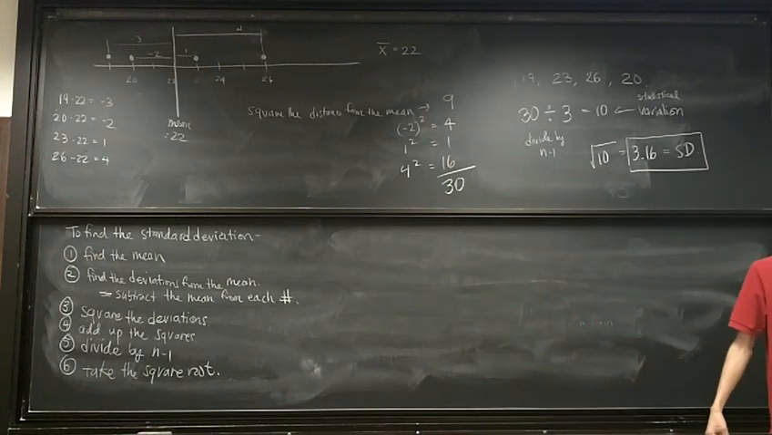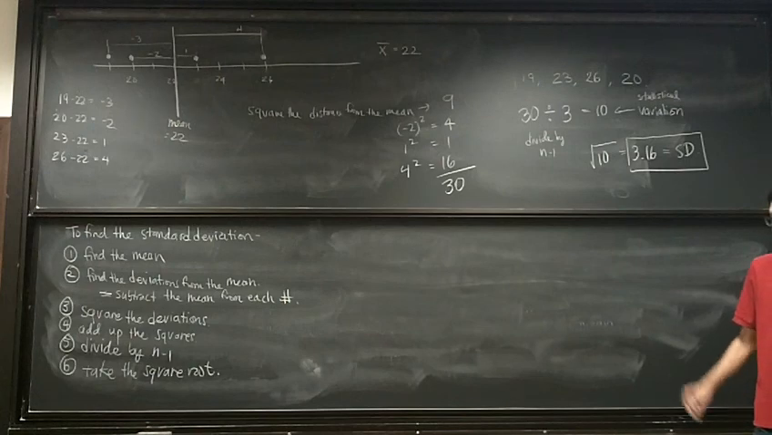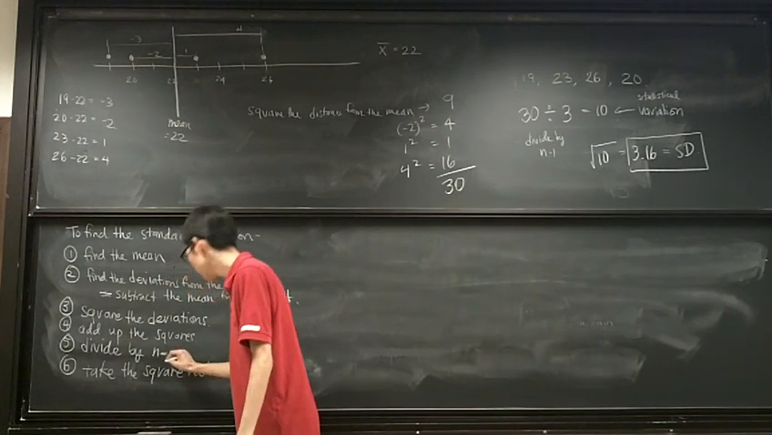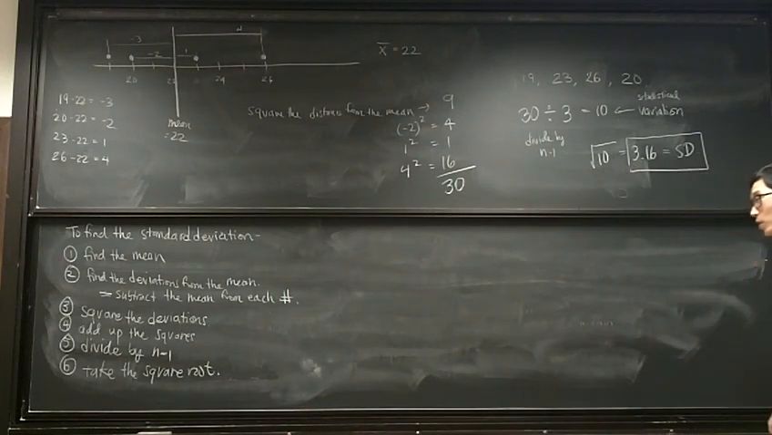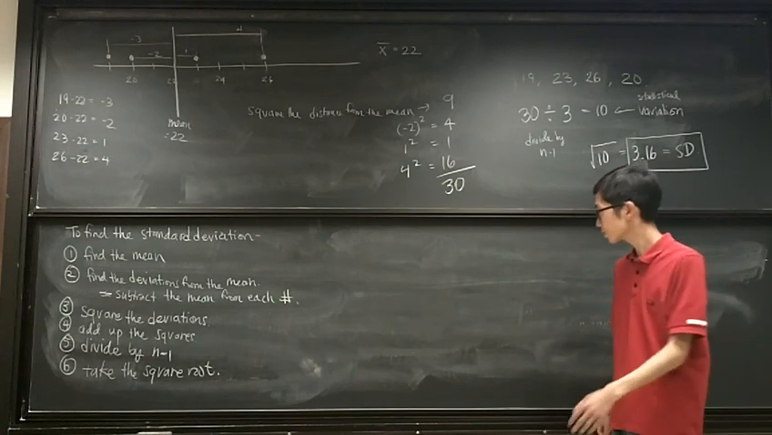Yes, we have a question. So for number 5, where it says divide n by 1. Divide by n minus 1. And then you get the variation. And then you take the square root. So divide by the quantity n minus 1. What is n? The number of numbers, or the size of your sample.